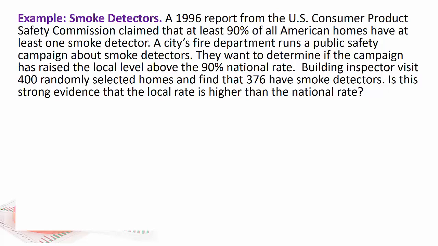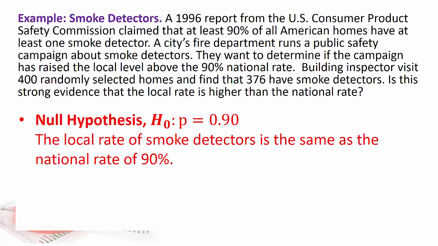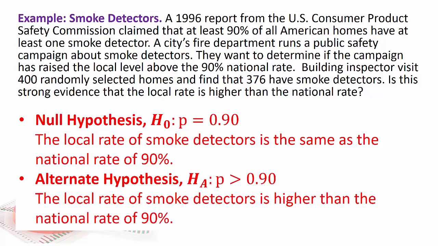So what are we kind of trying to propose? That the local rate is higher than the national rate. That one is not our null hypothesis. Our null hypothesis will be the boring one, that it's the same as the national rate. So the quick way you can write it is H0: p = 0.90. Our alternative is we want it higher than the national rate, so we'll say it's p > 0.90. So the local rate of smoke detectors is higher than the national rate of 90%.